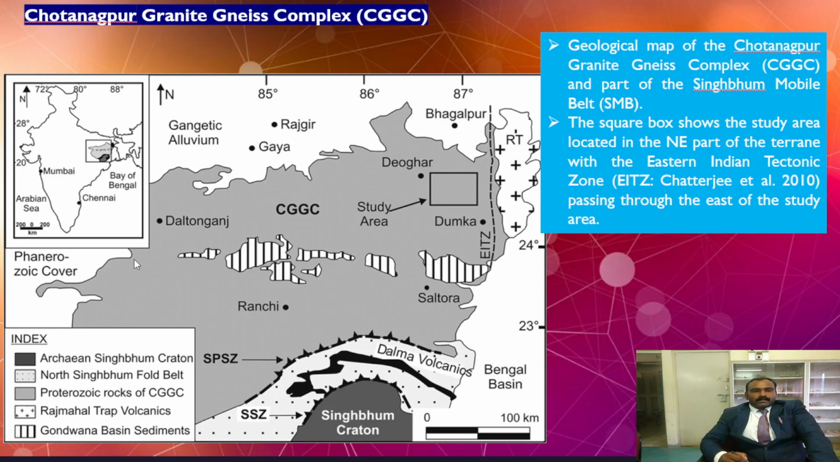Coming to the next portion of the Indian subcontinent's eastern geology, the eastern craton, that is the Chota Nagpur granite gneiss, also known as the CGGC. Geologically, this is the Chota Nagpur granite gneiss complex, and it is a part of the Singhbhum mobile belt. Here we have the Singhbhum group, and the entire northern region is occupied by the Chota Nagpur granite gneiss. The square box shows the study area, and in this region different kinds of Chota Nagpur rocks are exposed.